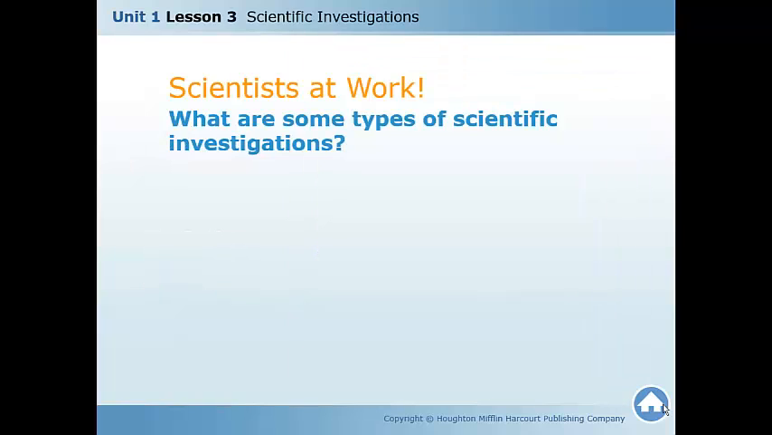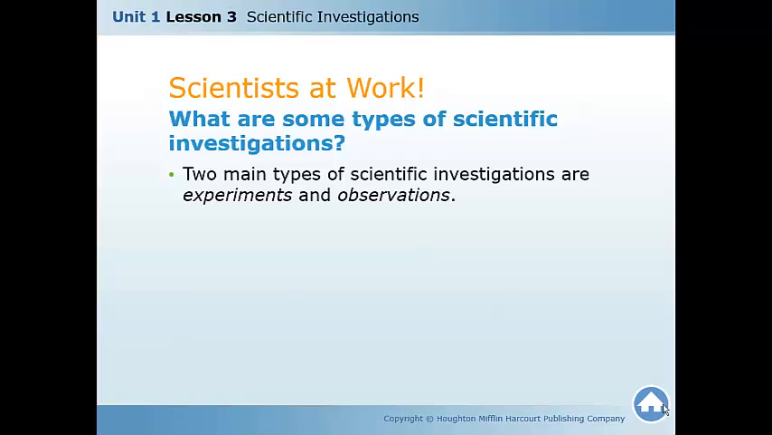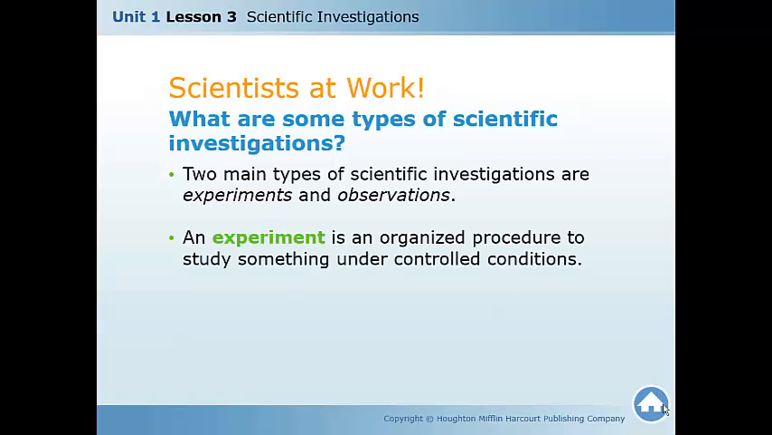Scientists at work. What are some types of scientific investigations? There are two main types of scientific investigations, and that would be experiments and observations. An experiment is an organized procedure to study something under controlled conditions. So keywords being organized and controlled. We are going to be very organized and procedural as we go through an experiment, and we're going to try to control for all the conditions we possibly can.